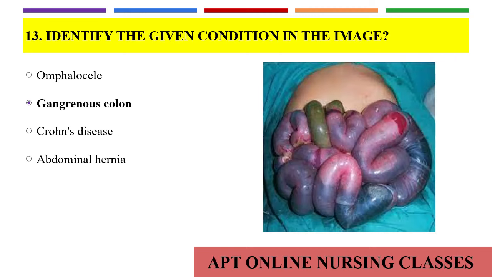The very next question, number 13, is identify the given condition in the image. Here we can see a picture which represents a gangrenous colon. We can see the colon on the outside surface and it is gangrenous. So it is known as a gangrenous colon.